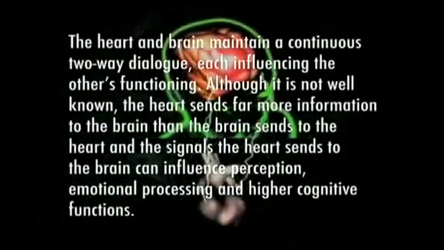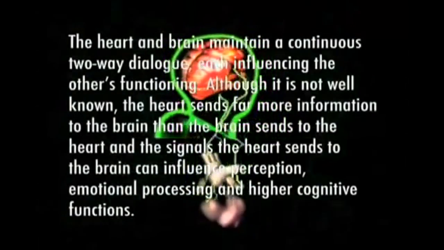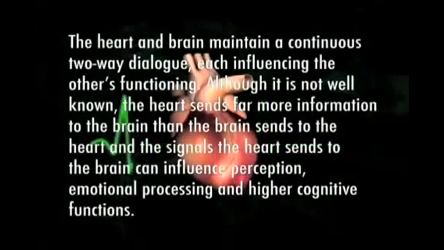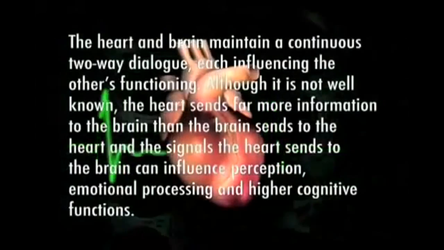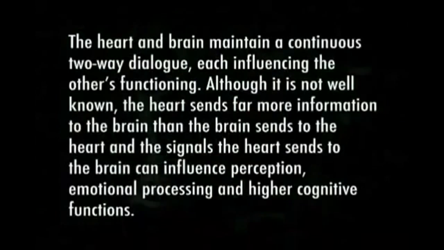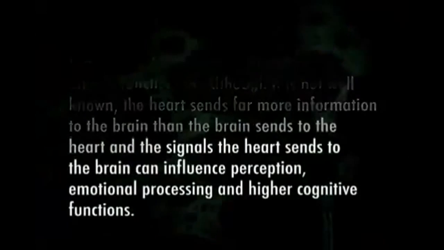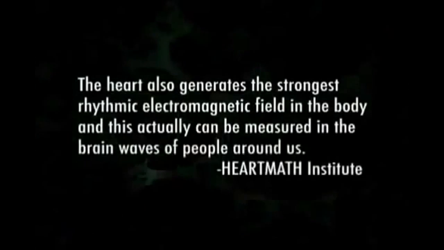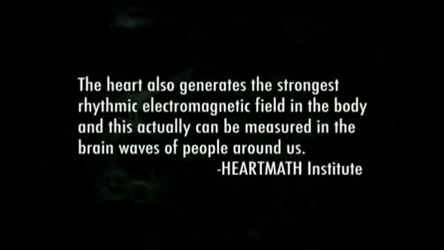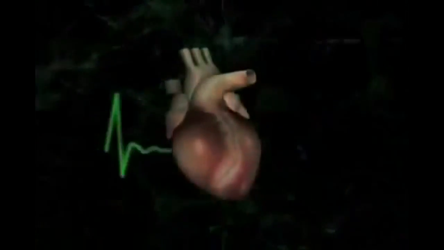HeartMath Institute has discovered the heart and brain maintain a continuous two-way dialogue, each influencing the other's functioning. Although it is not well known, the heart sends far more information to the brain than the brain sends to the heart, and the signals the heart sends to the brain can influence perception, emotional processing, and higher cognitive functions. The heart also generates the strongest rhythmic electromagnetic field in the body, and this actually can be measured in the brainwaves of people around us. We are quite literally an electromagnetic expression of our highest cognitive function.